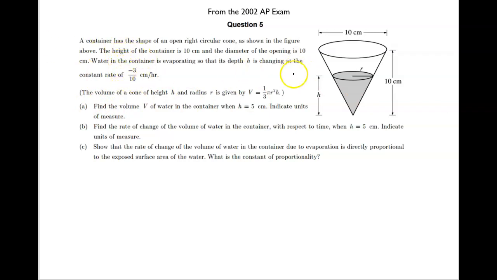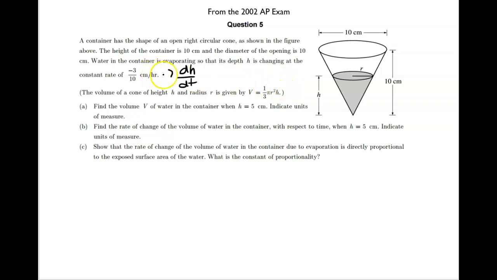But anyway, so we have an open right circular cone. Here's the diagram. It's nice they gave us the diagram. It tells us the height of the container is 10 centimeters and the diameter is 10 centimeters. And water in the container is evaporating so that its depth h is changing at the constant rate of -3/10 centimeters per hour. So that tells me h is changing at that rate. I'm going to go ahead and just label that. That's dh/dt.